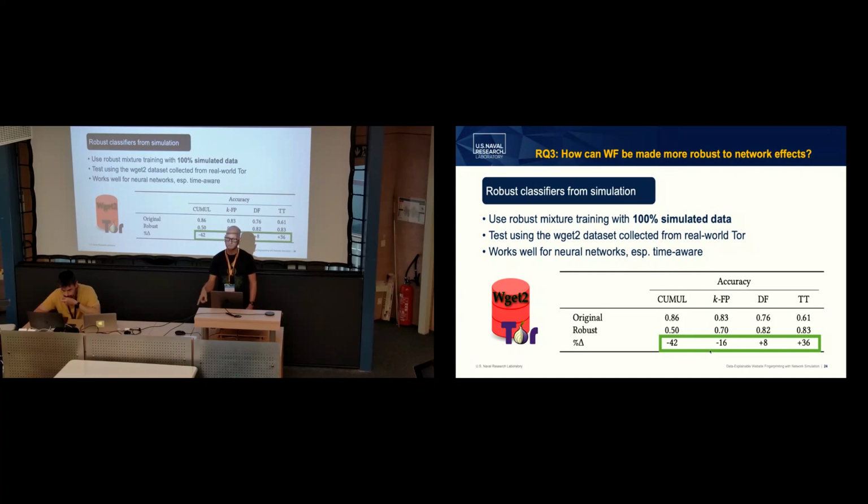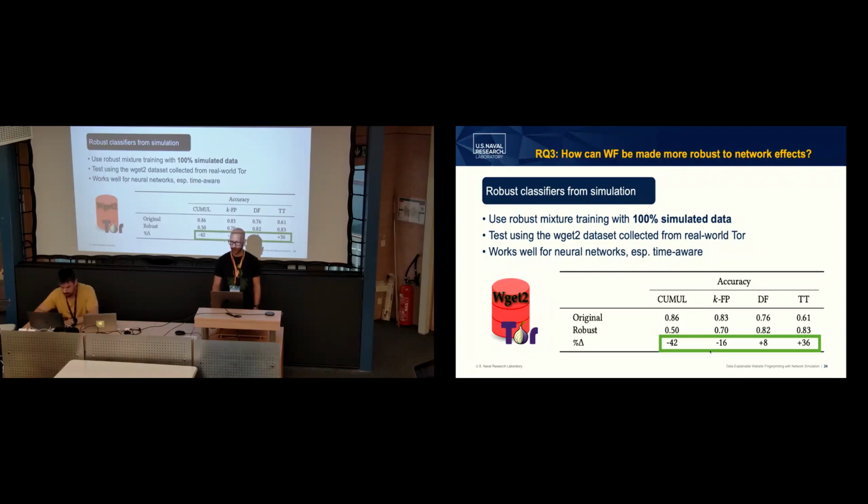Finally, we brought this full circle and we took this robust classifier that we trained in simulation and tested it again with those Tor wget traces that we gathered, that I mentioned at the beginning of the talk. So the robust training classifiers are again trained with 100% simulated data.